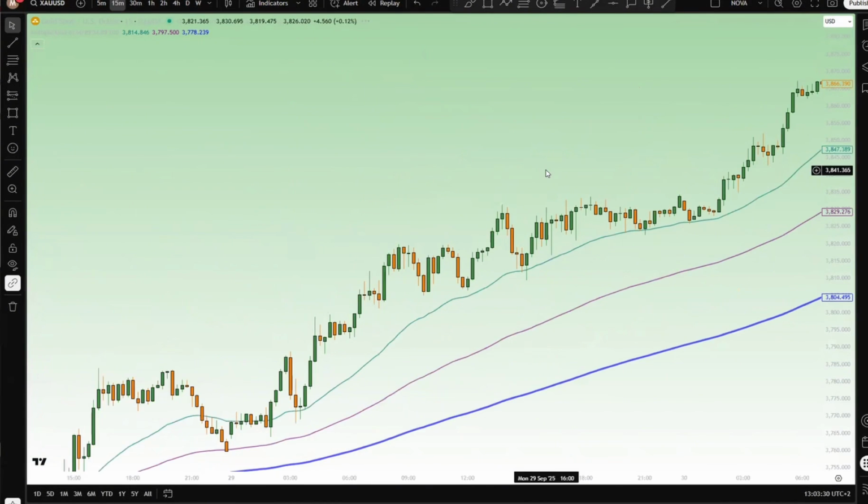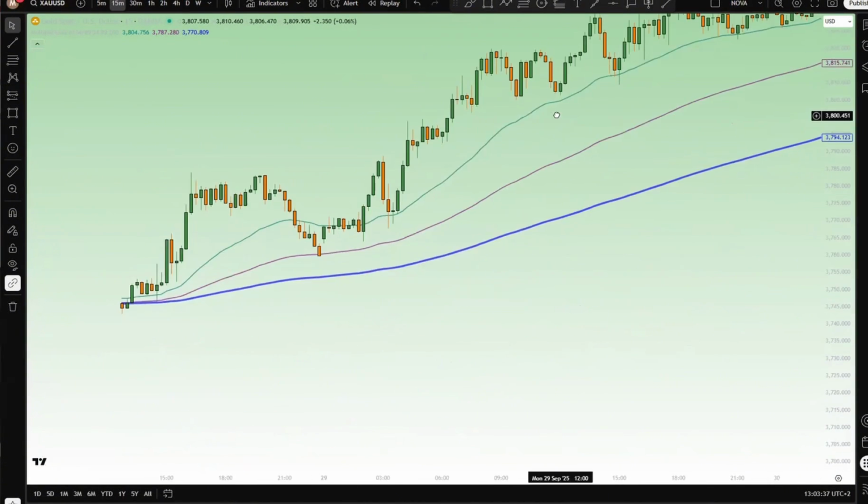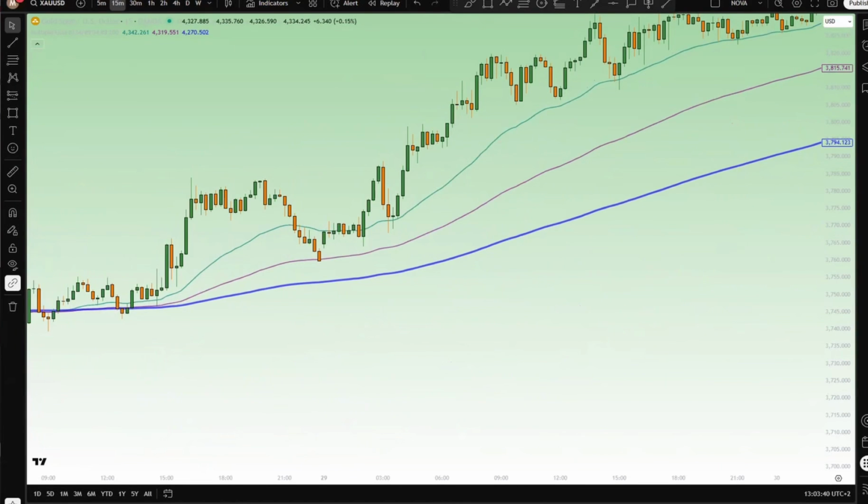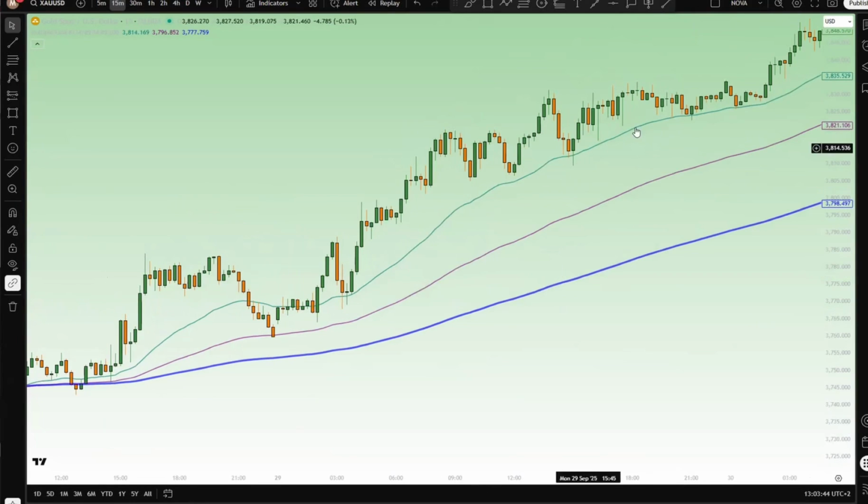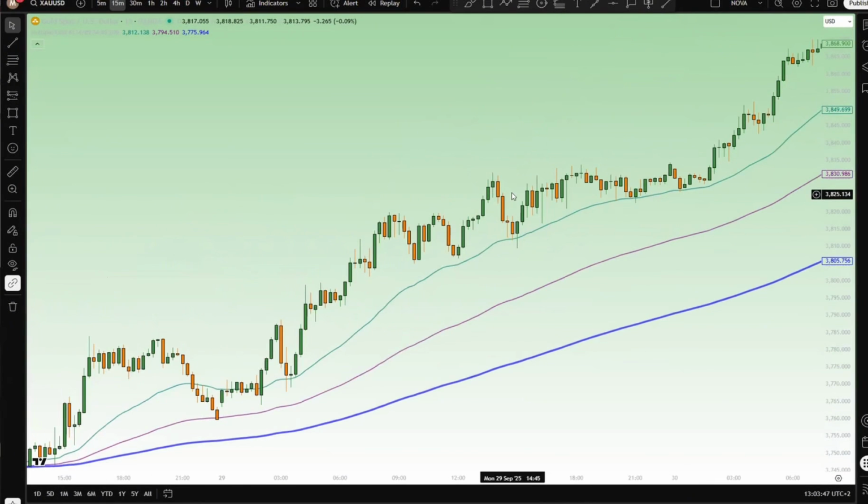So I will let you practice. Let's practice looking for a shooting star on the gold chart because we do not have too much time. It's already 1 hour, time to finish today's lesson. So this is going to be your exercise: looking for the shooting star on a real chart.